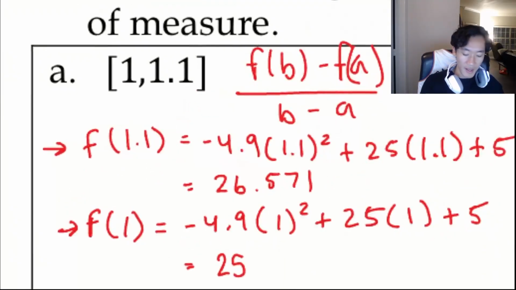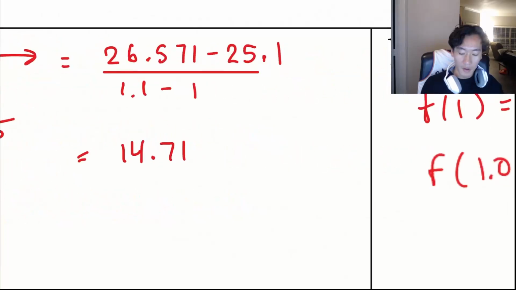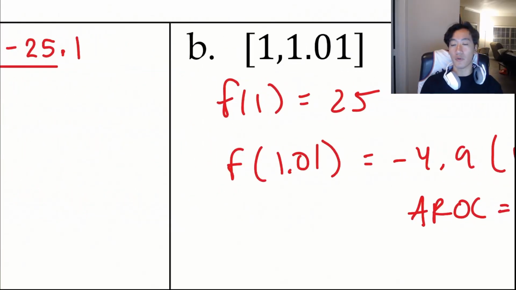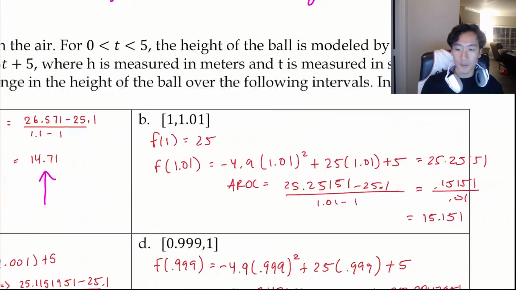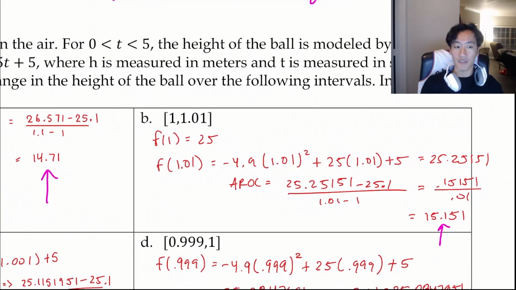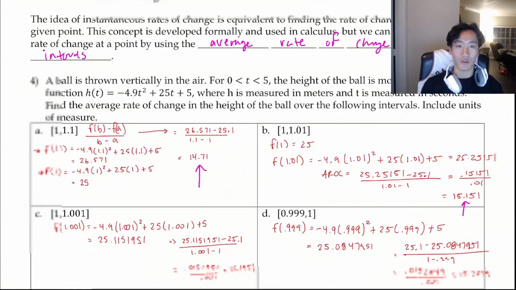And you can see that it starts fairly small, right? 1 to 1.1, and then 1 to 1.01. The interval got even smaller. And the average rate of change went from the first one, which was 14.71, to about 15.151. So that rate of change got even larger, right? So it seems like it already tapered off pretty quickly, this ball that you throw vertically in the air.